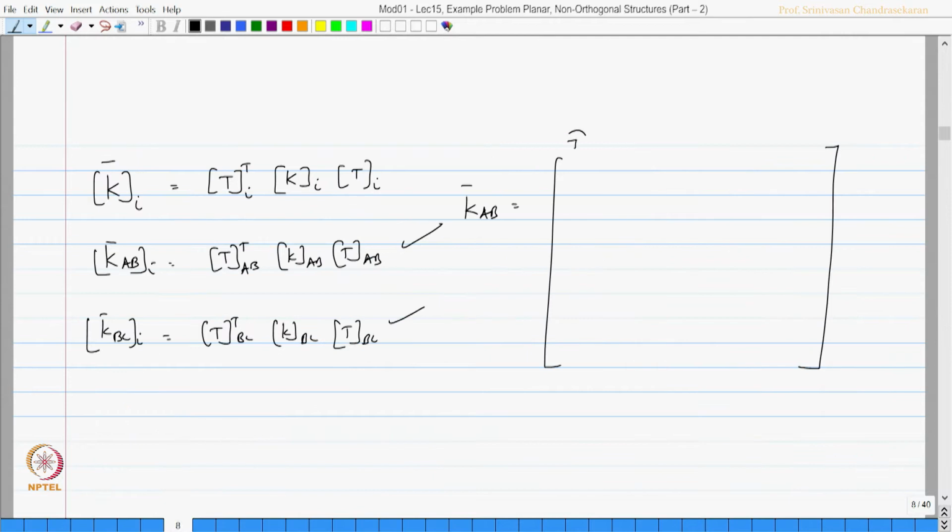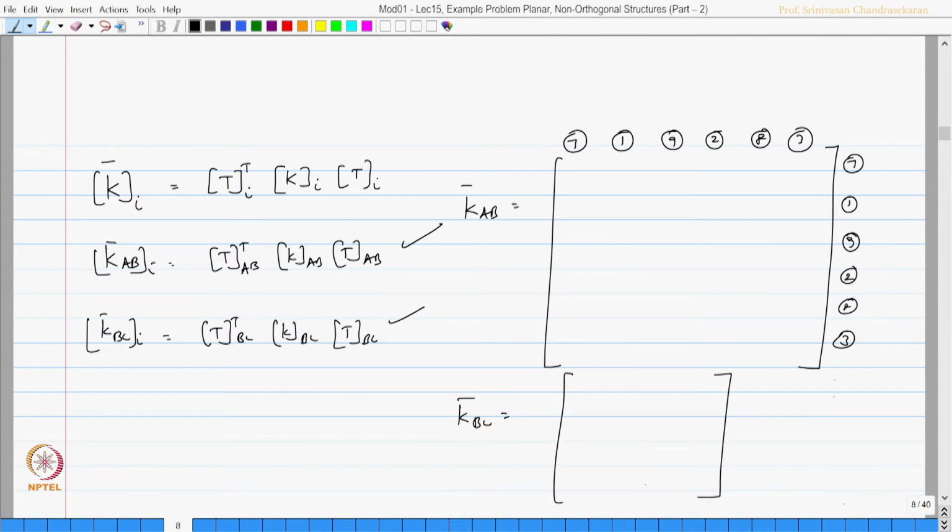7, 1, 9, 2, 8, 3, these are global labels. Similarly, I can also find for K bar BC, which will again be a 6 by 6, the labels will be 1, 4, 2, 5, 3, 6, 1, 4, 2, 5, 3, 6.